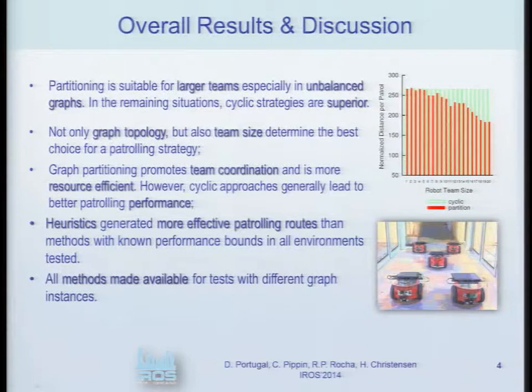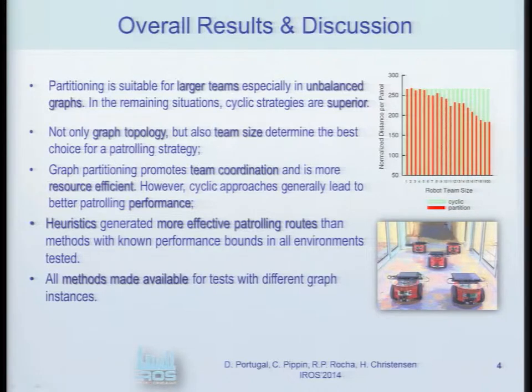Our main results show that partitioning is generally suitable for large teams of robots and unbalanced graphs, while in the remaining situations, cyclic strategies are generally superior. An important result that we have obtained is that choosing a proper patrolling strategy depends not only on the topology of the environment, but also on the number of robots that we have available.